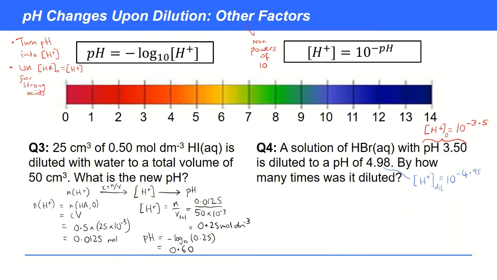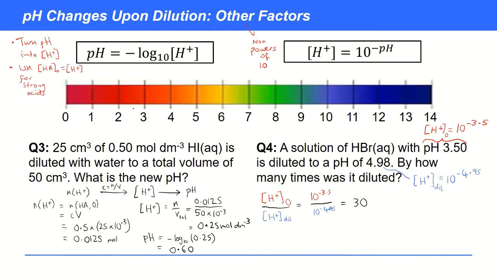Now if we want to work out how many times it's been diluted, we need to do the original concentration divided by the diluted one. So we're going to write concentration of H+ original divided by concentration of H+ diluted. If we work that through, 10 to the minus 3.5 over 10 to the minus 4.98, we should get a value that comes out to be 30 in our calculations. So we've diluted it 30 times.